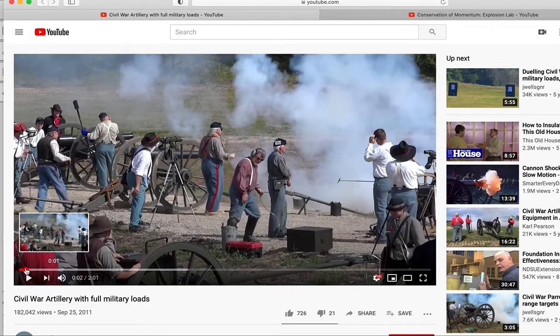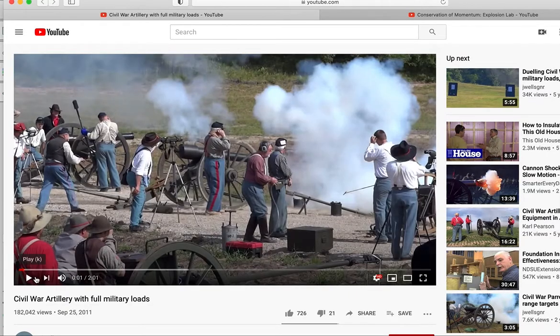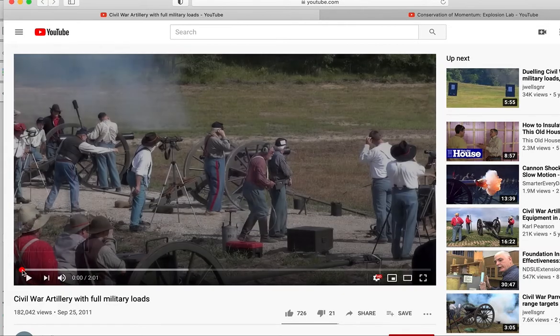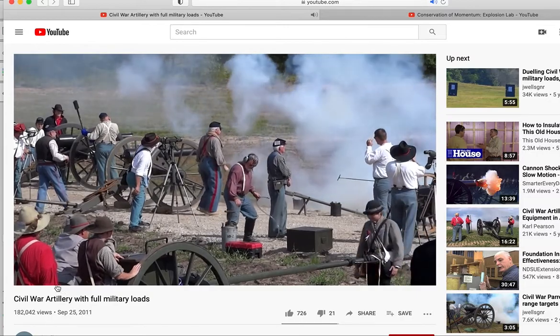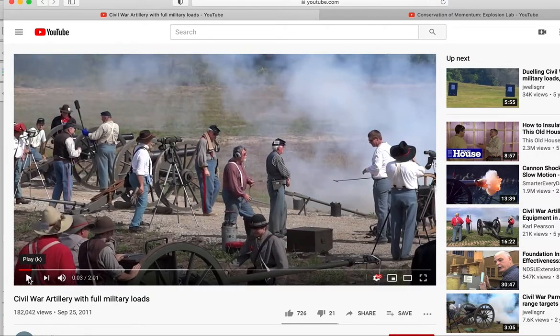So the cannonball, here I'll replay that because it doesn't take very long. So the cannonball is going to move forwards and the cannon moves backwards, and it moves backwards at a pretty good rate. So you see that you wouldn't stand right behind the cannon because you could get hurt if you did that, right?